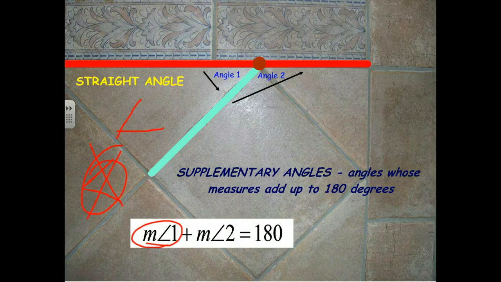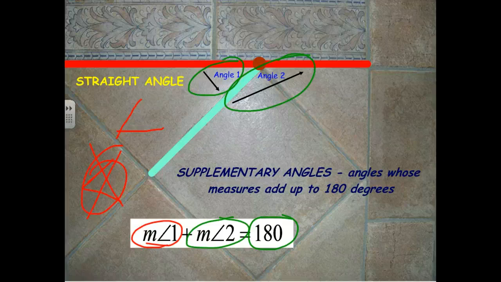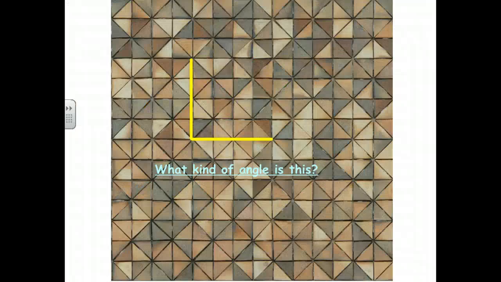So the measure of angle 1, however many degrees this is, plus the measure of angle 2, has got to be the measure of a straight angle, which is 180 degrees. Now we can do the same thing with this type of angle. What kind of angle is this? If you said right angle, you are correct.